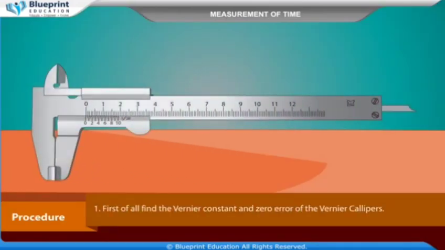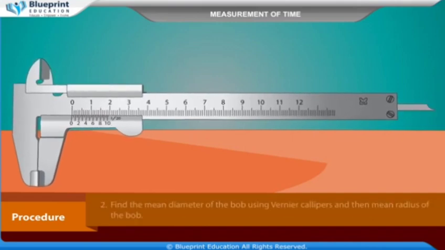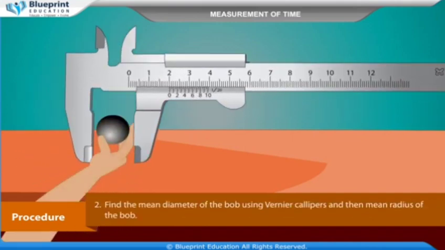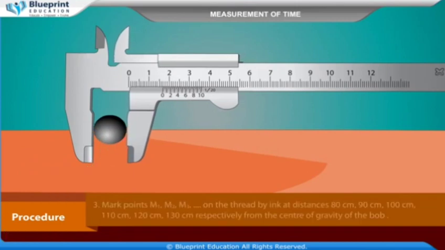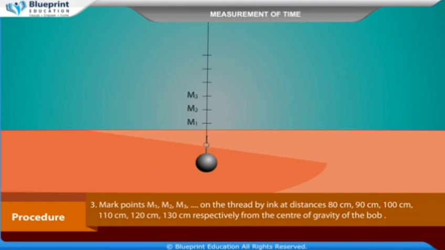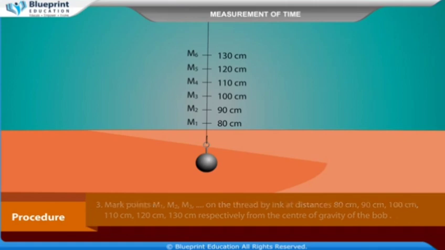Procedure. First of all, find the vernier constant and zero error of the vernier calipers. Find the mean diameter of the bob using vernier calipers and then the mean radius of the bob. Mark points M1, M2, M3 on the thread by ink at distances 80 cm, 90 cm, 100 cm, 110 cm, 120 cm, 130 cm respectively from the center of gravity of the bob.